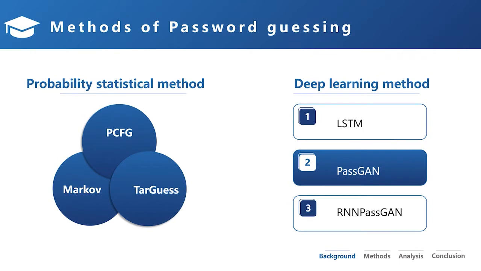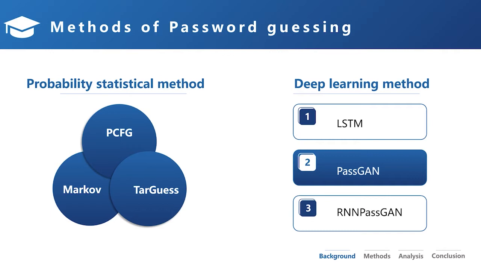Early password guessing relied more on fancy methods to generate password dictionaries. Up to now, password guessing methods have become increasingly mature, and are mainly divided into two algorithms. One is based on probability statistics, while the other is based on deep learning. Methods based on probability statistics mainly include PCFG, Markov, and so on, while the methods based on deep learning include LSTM, PassGAN, RLPassGAN, and so on.